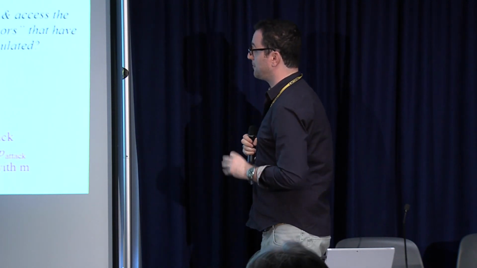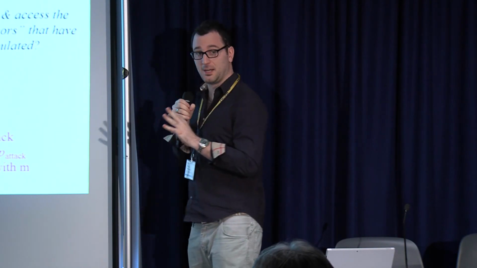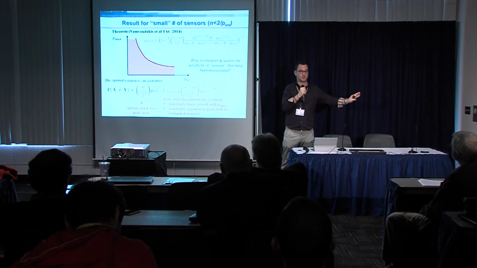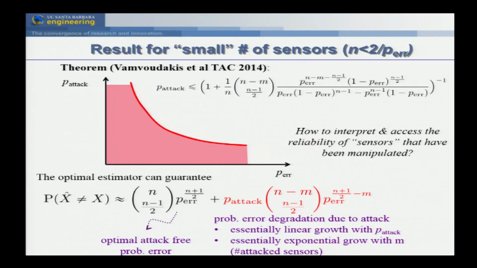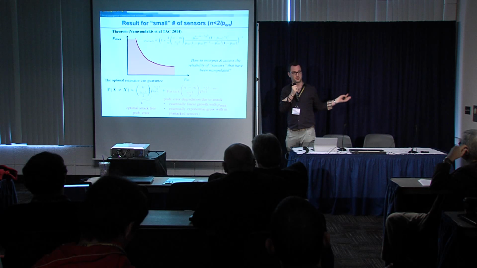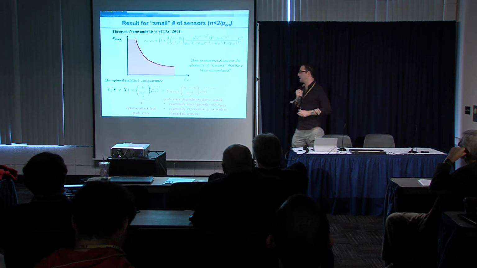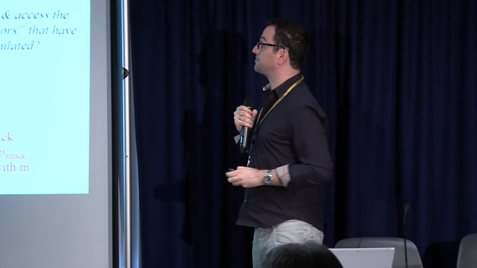Okay, so we have found a theorem. For a specific probability of attack and for a small number of sensors, which is n less than 2 over the probability of error for every sensor, we can find a closed-form solution and reduce the game to a 2-by-2 matrix. So 2 policies for the estimator and 2 policies for the attacker, as you will see in the next slide. Let's say the probability of attack is 0, then we consider a classic estimation problem, as we all know. But if this is not 0, then the probability grows linearly with p attack and exponentially with the number of sensors attacked. So now let's see what's happening.